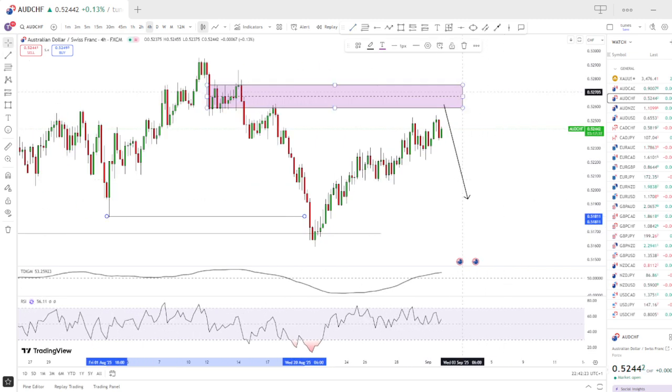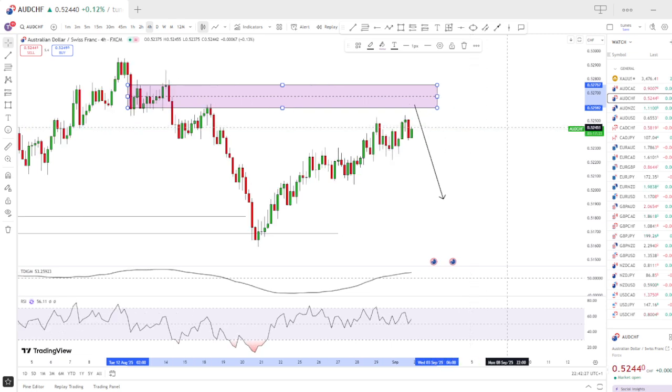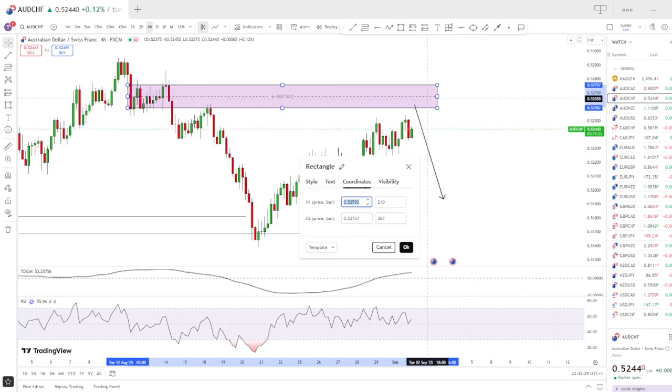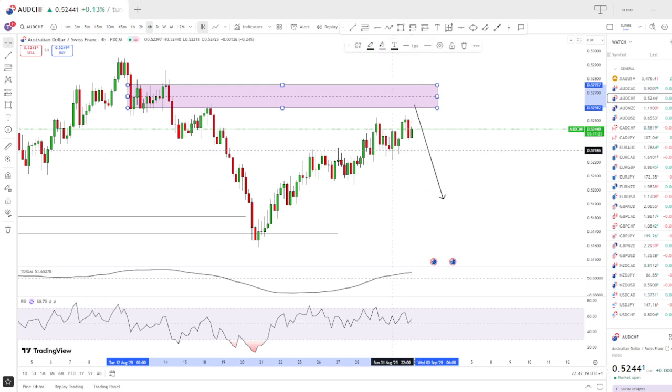So basically my revised sell region is between 0.52592 and 0.52757. Again, 0.52592 and 0.52757. That basically is my supply region that I'm watching out for on ADCHF.